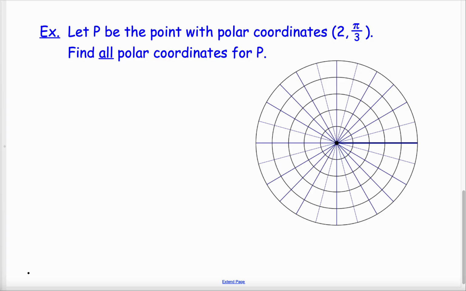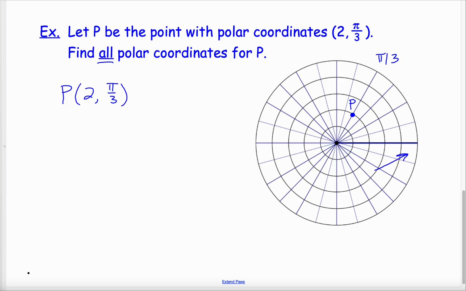So if P is a point with polar coordinates 2, pi over 3, well, first of all, where is that at? Well, pi over 3 is there, 60 degrees. And if my units are 1, I'll have it go out to the second circle here. So there's r equal 2, and the angle is pi over 3. This says find all polar coordinates for P. Let's label that with a P.